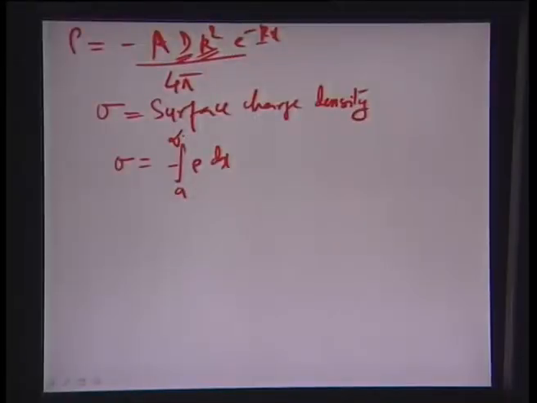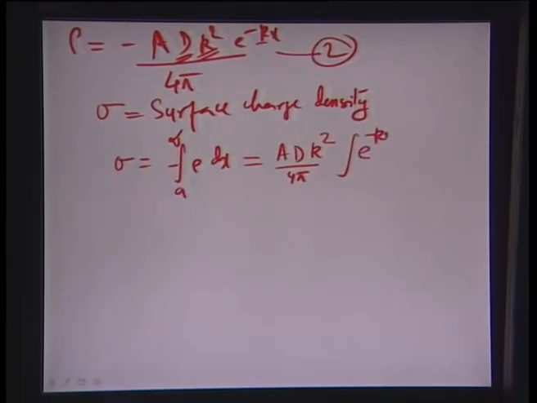So with that logic, we can say that sigma is minus the integral of rho dx, where x varies from a to infinity. So, if you put the value of rho here from equation 2 and try to solve this equation, we are left with sigma equal to a D k squared divided by 4 pi times the integral of e to the power of minus kx dx, with the integral varying between a and infinity. I would like to recall that a is the ion size parameter.